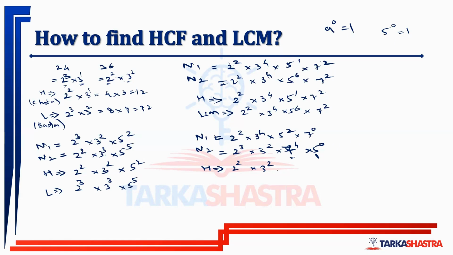Correct. So what is the chota power? 5 raised to 0 and 7 raised to 0. Correct. LCM, 2 cube, 3 raised to 4. Bada power 5 raised to 2, 7 raised to 4. As simple as that. Okay. So when the numbers or factors are missing, we take 5 raised to 0. You will understand it more once you start solving the questions.